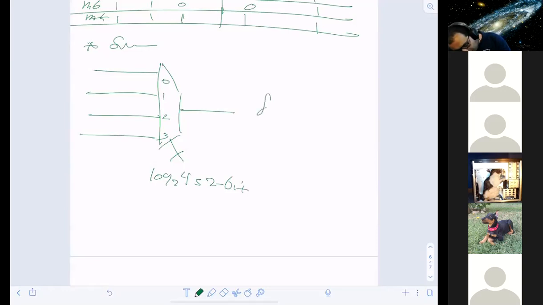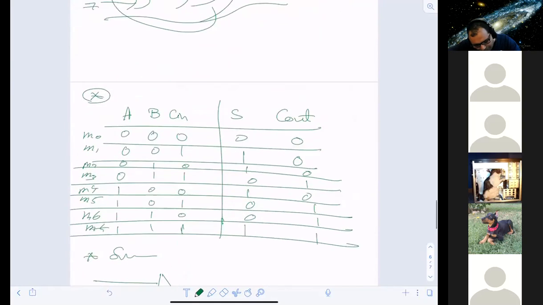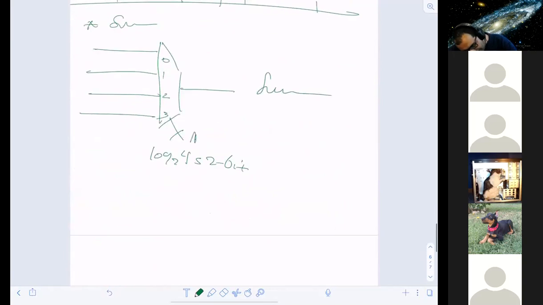Here is going to be the output sum. Let's see what we're going to do with the inputs. I haven't put anything on the input wires yet. So the selector will be AB. I'm going to make AB combined together my selector.